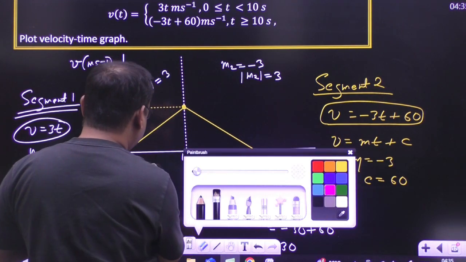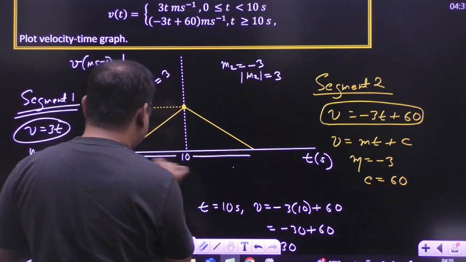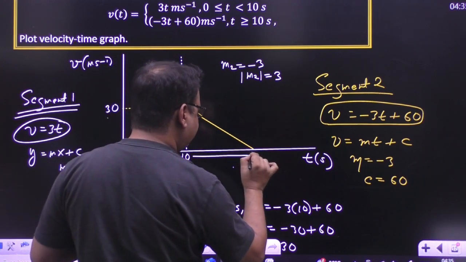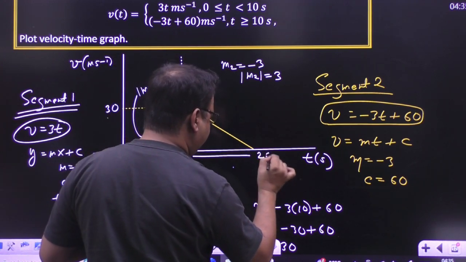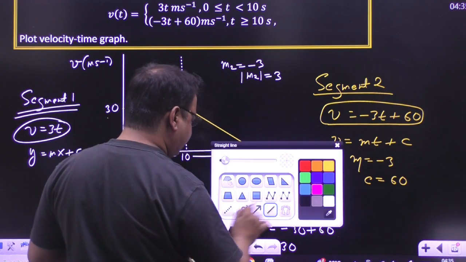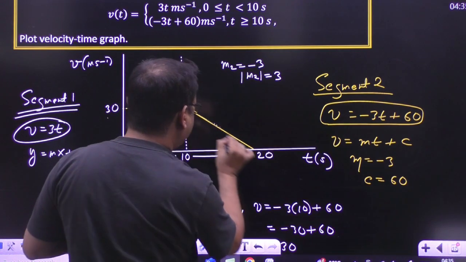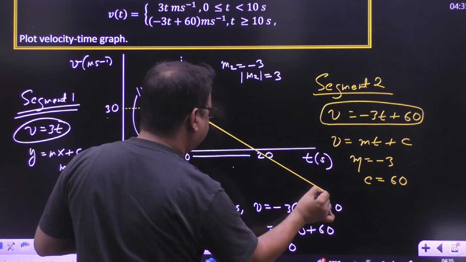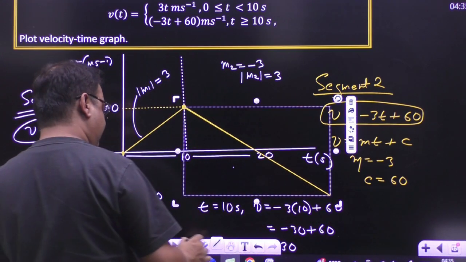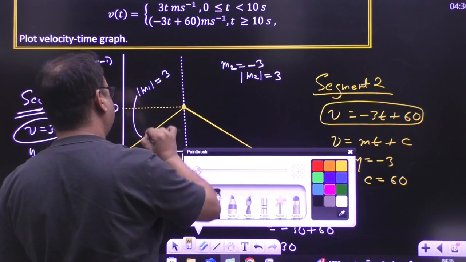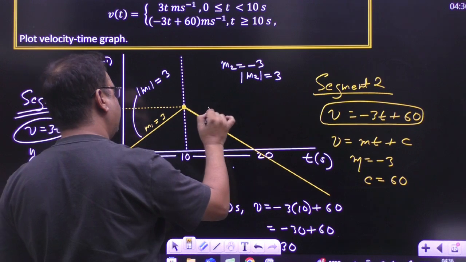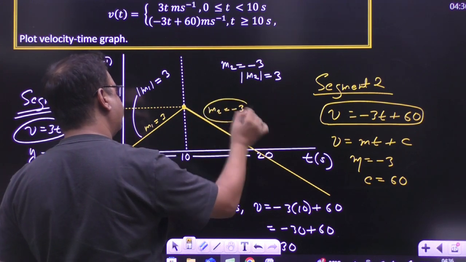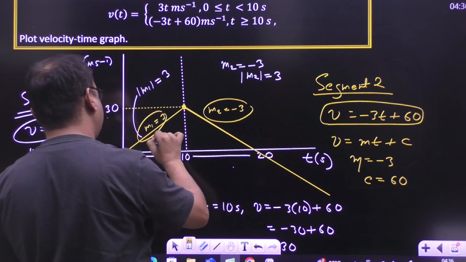Same run means equidistant. So if this gap is 10, you can take this as 10 and you can write yourself 20 if you want, and you will also cross check, it will come to be 20. So the graph will go forever and forever like this. Can you see here the slope is 3, here the slope is minus 3. Of course the slope will have a unit here, it will be meter per second square.